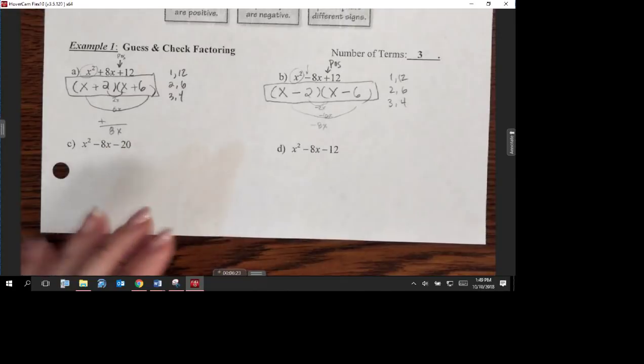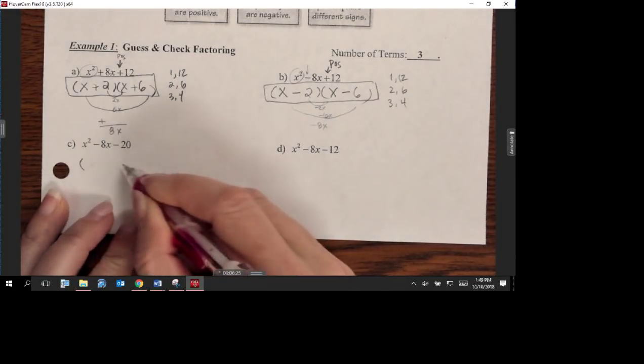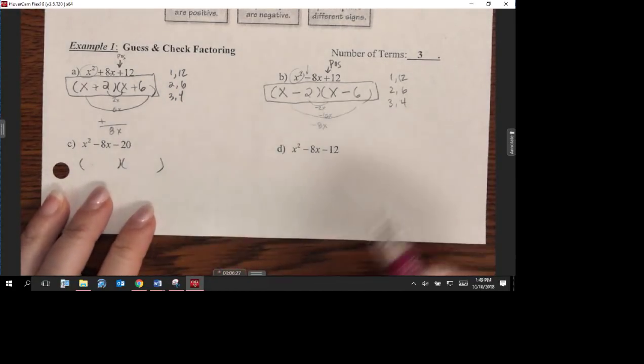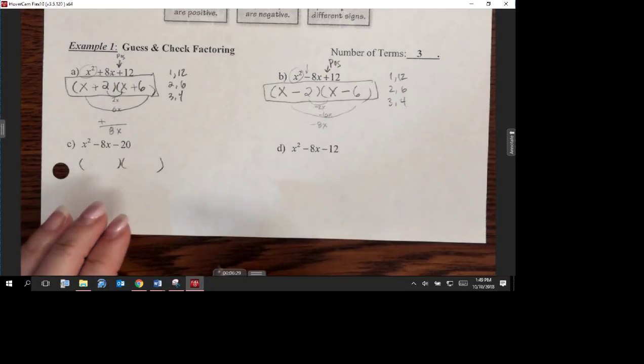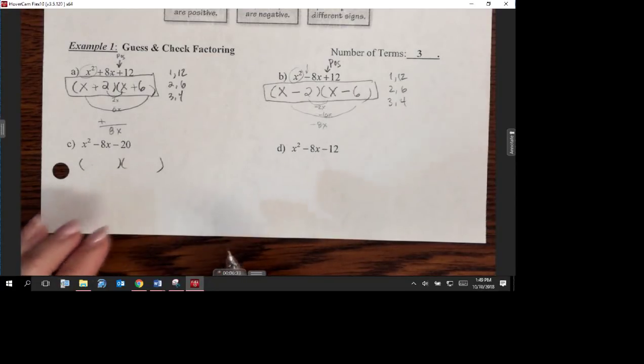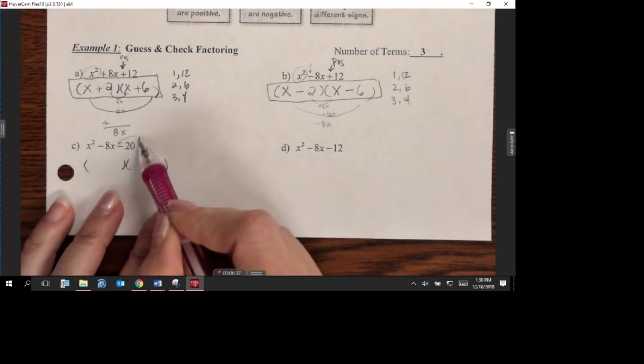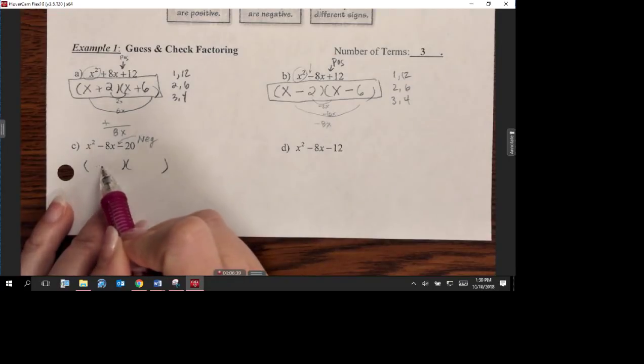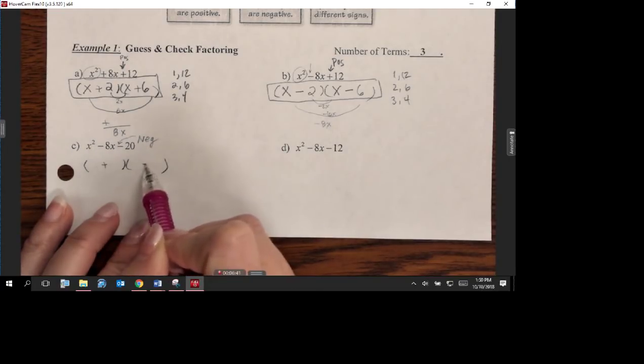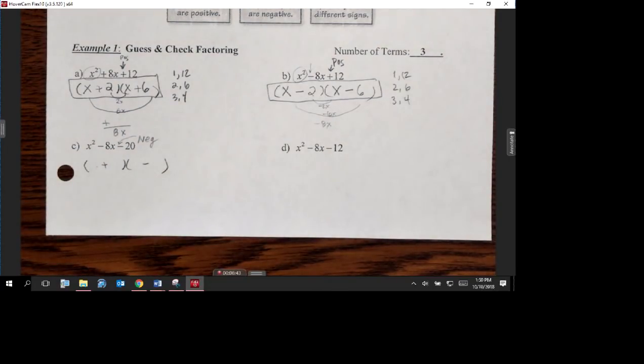So then question C. I keep forgetting to say this. Is there a greatest common factor? No. We're going to look at our signs. And this time, the last sign is negative. That automatically means we have one of each sign. One of them to be positive, one of them to be negative. That's the only way we can get a minus sign for that last term.